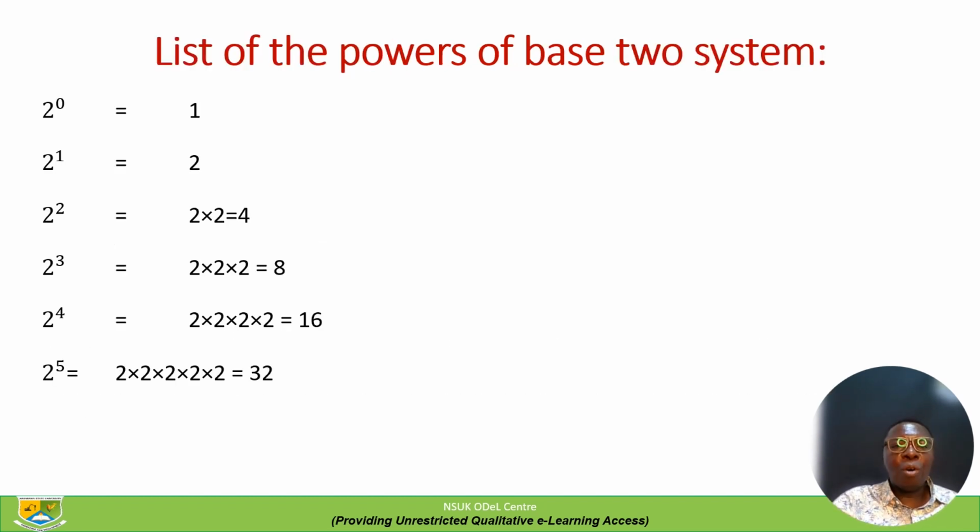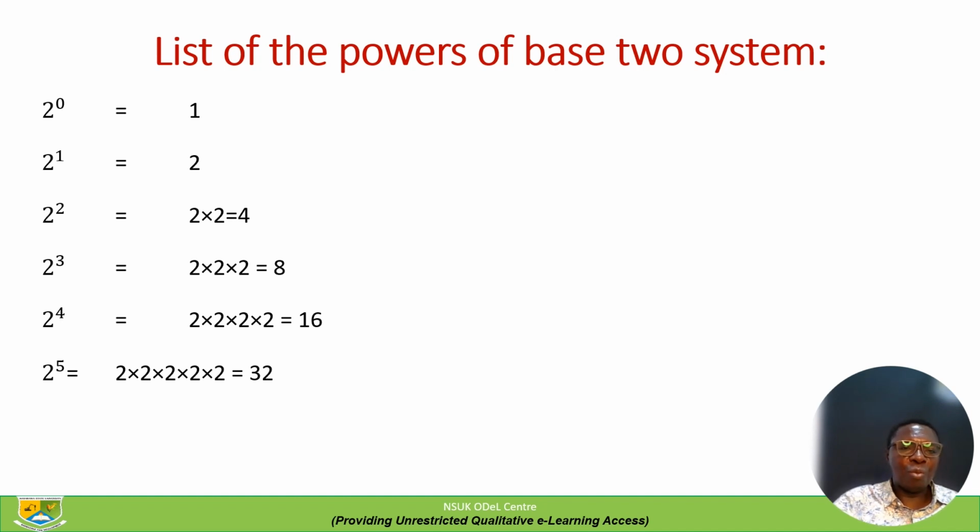Now, the list of the powers of the base 2 system. So when we say 2 to the power of 0 is equal to 1. 2 to the power of 1 is equal to 2. 2 to the power of 2 is equal to 4. 2 to the power of 3 is equal to 8. 2 to the power of 4 equals 16. 2 to the power of 5 equals 32, and so on and so forth.